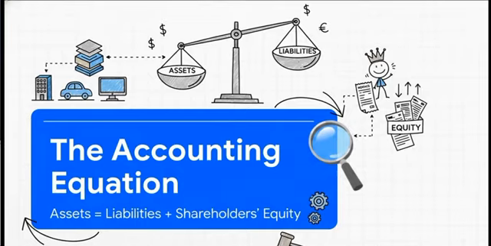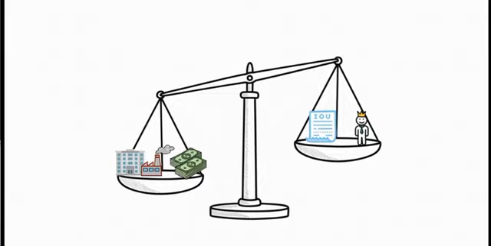And listen, this isn't just some guideline. It's like a law of physics for accounting. It always has to balance. No exceptions. What a company owns has to equal what it owes to others, plus what belongs to its owners. It's actually pretty logical when you break it down.